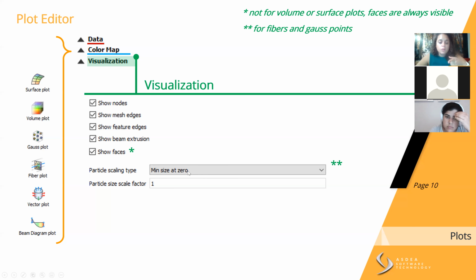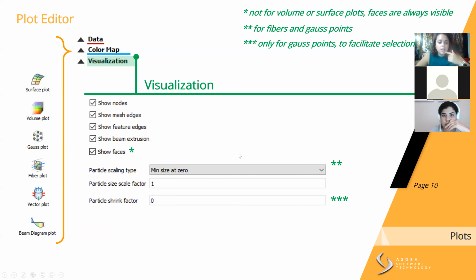This is very useful if you have results which range from plus to minus. Let's say the stresses which are negative have, anyway, a big magnitude. If you put minimum size at minimum value, you will see the negative stresses as the smallest ones, which is not really realistic. You want to see the negative stresses because they're just in another direction. So always check the range of your scale to see if what you're applying actually makes sense. Then there's a particle scale factor just for the Gauss points.